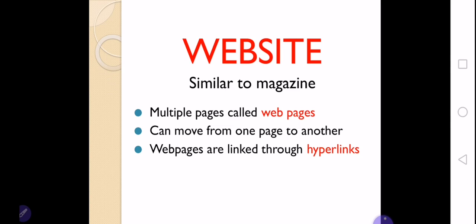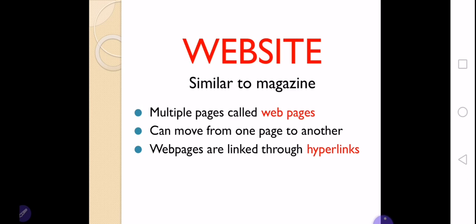Those web pages we were just talking about when discussing the web. That web consists of multiple web pages. Basically, these are multiple websites which have multiple web pages. You can move from one page to another in a website, and these web pages are linked with each other through a term we use, hyperlink. What is a hyperlink? We will discuss it in the coming slides.